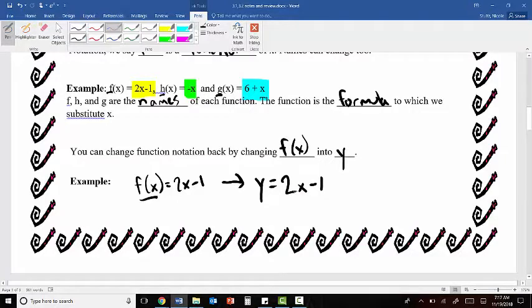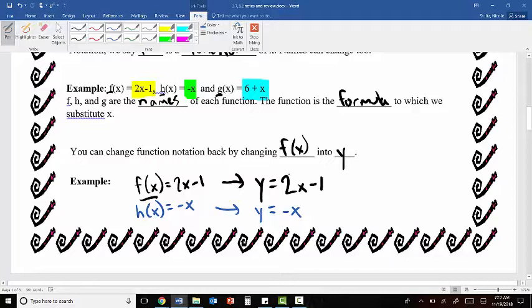Here's the problem. This is when we come into issues. We could also do the same thing for h of x. So right now h of x is negative x. Well, technically you could change h of x into y. But here's the problem though. Now I have no way to name these formulas. I can't call them both y. I can't tell them apart then.